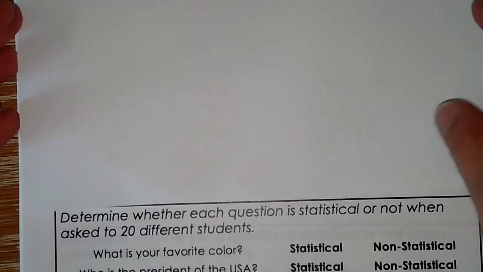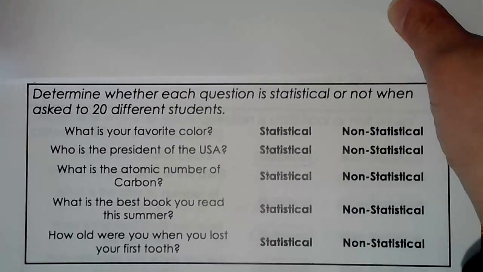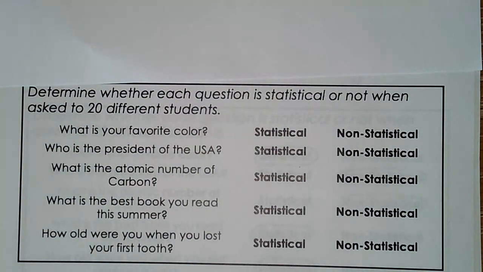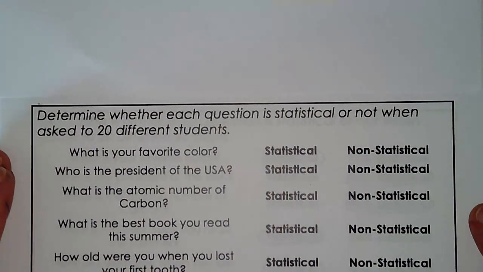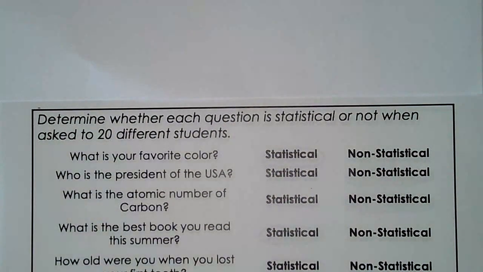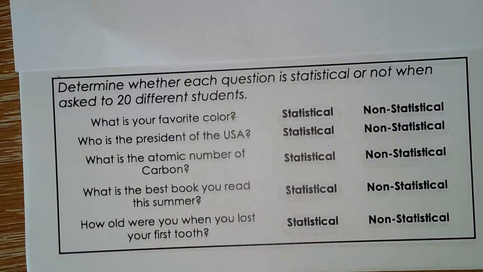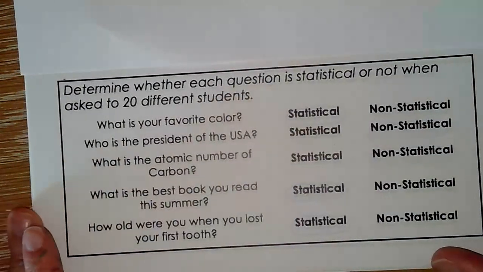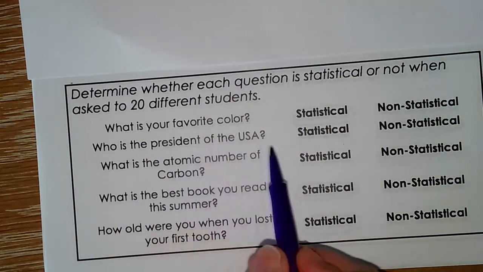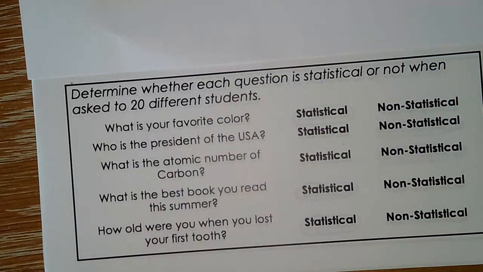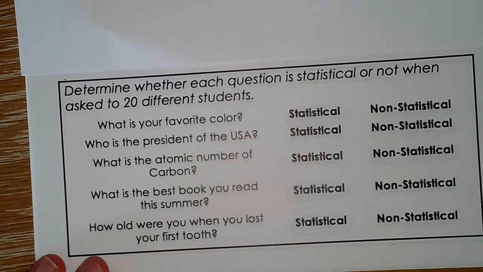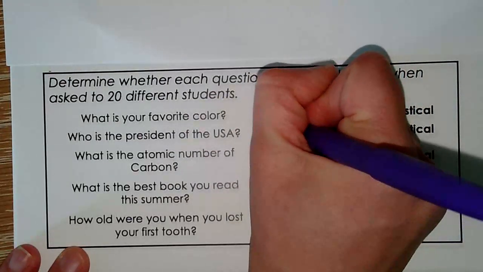All right, let's go ahead and take a look. We've got some examples here. We are going to determine whether each question is statistical or not. We are going to assume that about 20 students are going to answer these questions. Yes, each student will have one answer, but combined, we should have a variety of answers. So, what is your favorite color? If I were to ask 20 different students, I should get a variety of different answers. Therefore, that is statistical.